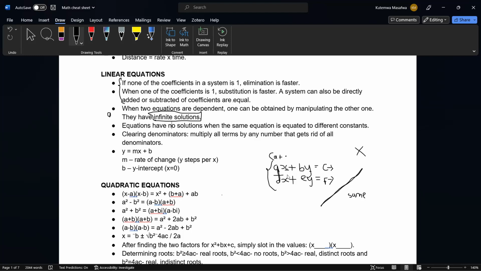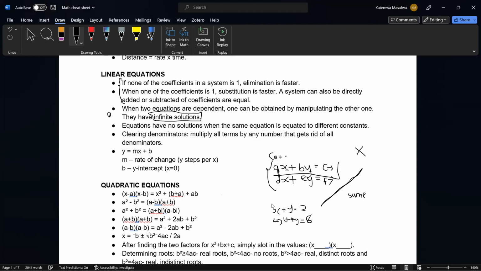And we know that one of the rules of equations is when you do something to the left-hand side, you also do it to the right-hand side. So it's possible to have two equations that don't look exactly the same. What do I mean? You can have x plus y is equal to 2. You can have 4x plus 4y is equal to 8.